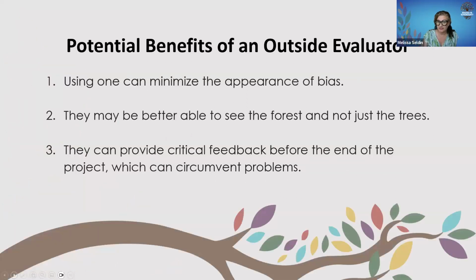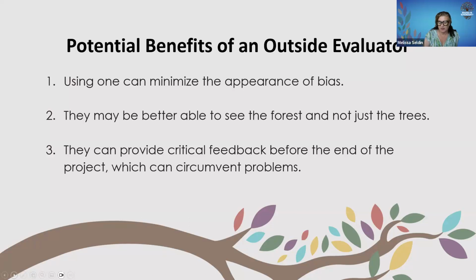So, potential benefits of hiring an outside evaluator. Using one can minimize the appearance of bias, right? You're looking in from the outside. You're not having the teacher who's delivering the program also evaluating how well they're doing. I do understand that in some cases that is unavoidable, but chances are that would lead to a question about the person's impartiality. Outside evaluators may also be better able to see the forest and not just the trees, and because they're on the outside, they can provide critical feedback before the end of the project that can circumvent problems.